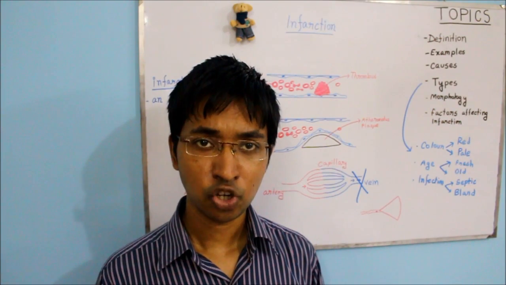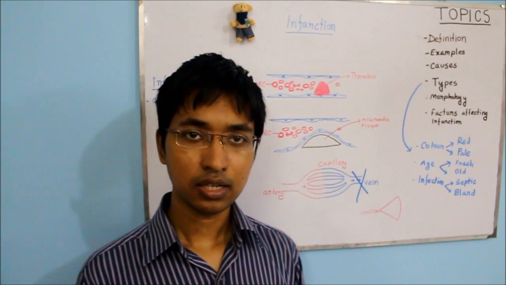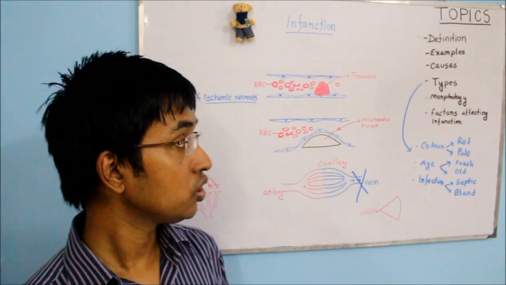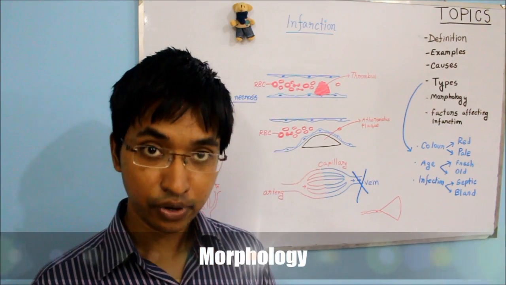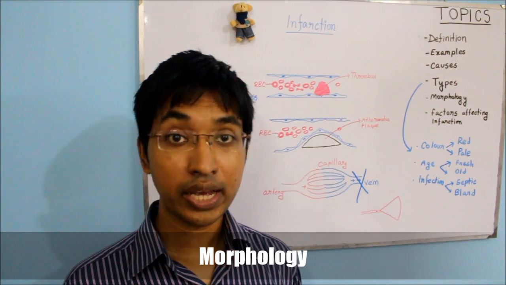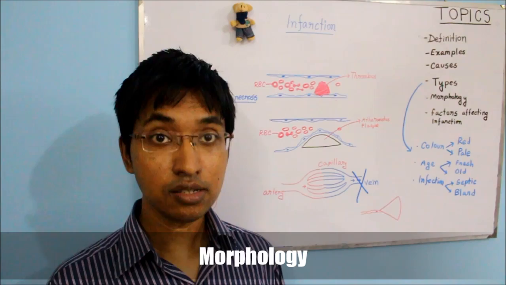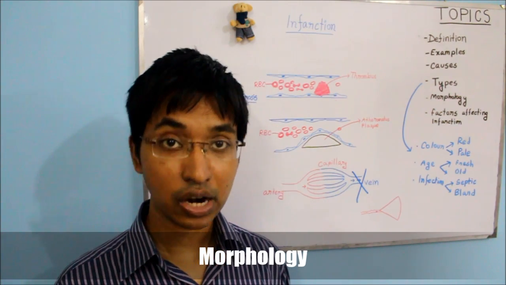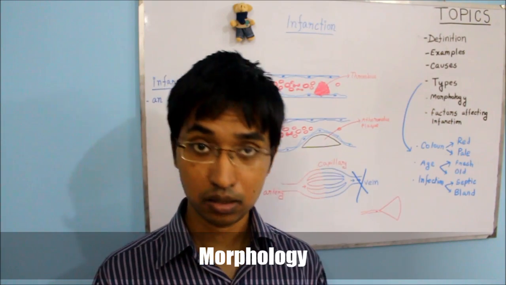So now that we have talked about the different types of infarct, we will move on and discuss the morphology of infarct. So always remember, infarct will be wedge shaped. Now, what is a wedge shape? It is a triangular shape. It will have two ends. One end will be narrow and the other end will be broad. So it's sort of like a triangle.